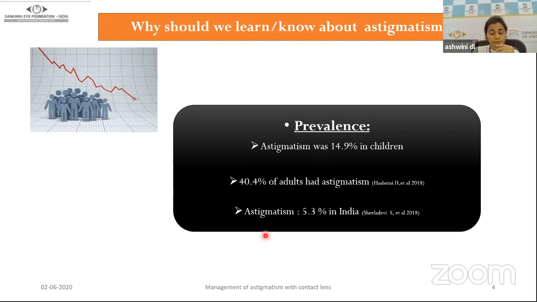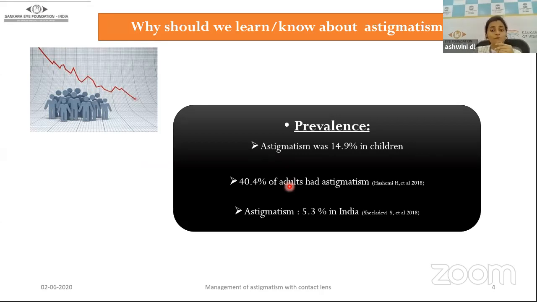So based on these evidences and these studies, we can tell that among the common population, astigmatism was the most commonly seen refractive error compared to other refractive errors. So it's very important. In our day-to-day clinical practice, we may end up seeing more astigmatism patients. That's why it's very important to learn about astigmatism and also how to evaluate and manage it.